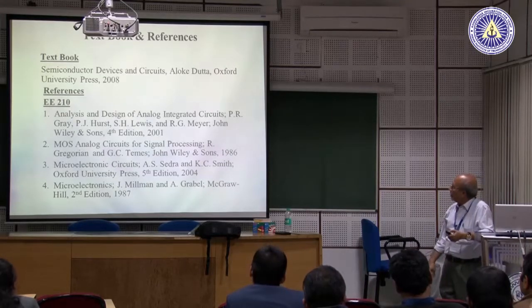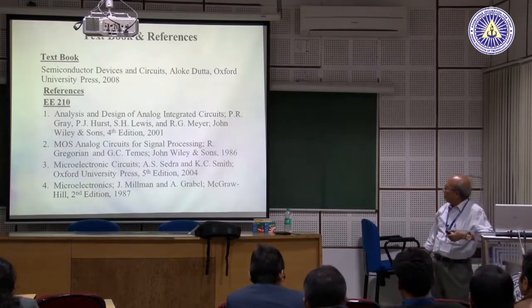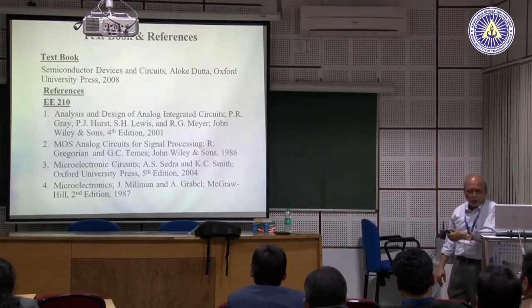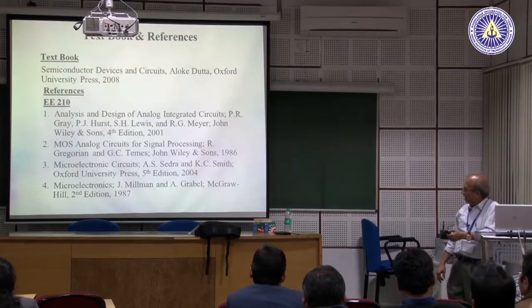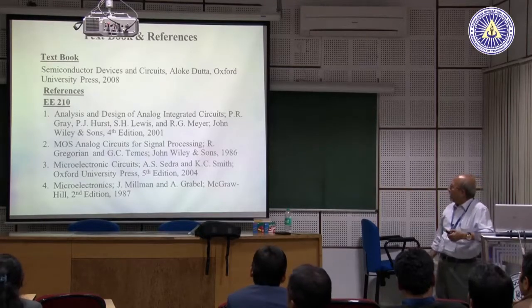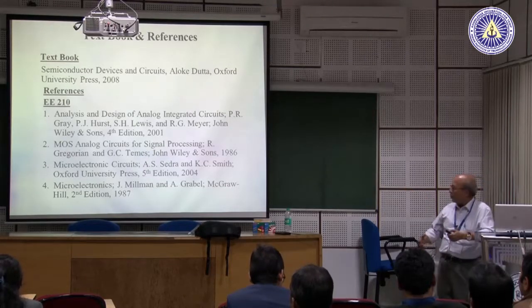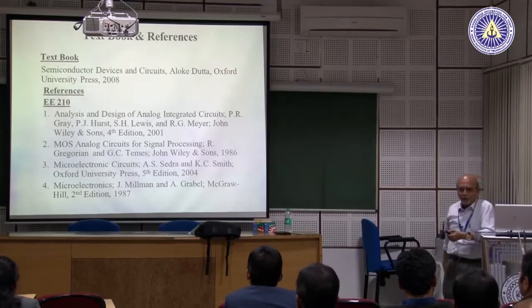And the references are the four classic books on analog circuits. The first one is Gray, Hurst, Lewis, Mayer. Some of these names you may already know. The second one is Gregory and Thames. That is a very old book, 1986, where I learned my MOS circuits from. Sedra Smith, I think everybody knows. I think you followed Sedra Smith.